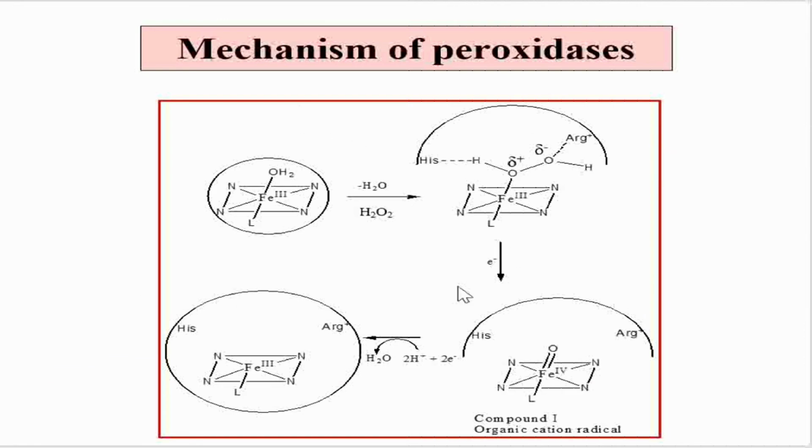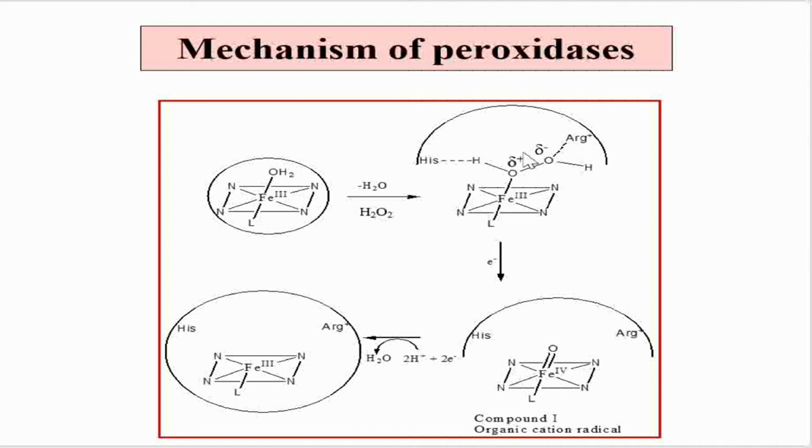So this figure is showing the mechanism of peroxidases. This is the peroxidase enzyme. This is the mechanism of the peroxidase enzyme, that is cytochrome C peroxidase. So here you can see this is the enzyme. L is the histidine in case of peroxidase. The active site of the enzyme is the histidine residue of the protein, and the arginine or asparagine of the side chains of the proteins.